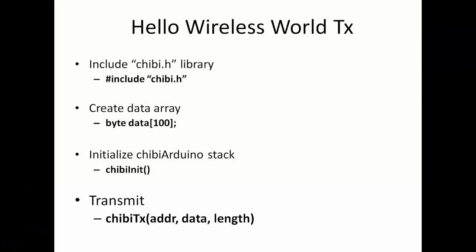Before we get into the code, it might be good to go over some of the functions and constructs that we'll be using. We're going to start with the transmit side first because generally that's easier. Initially, we're going to bring in the chibiArduino library by using #include chibi.h. When we transmit data, we always transmit it in the form of byte arrays. I usually use byte arrays of about 100 bytes, because that's the payload length. We'll also be initializing the chibiArduino stack using the chibiInit function, which is only used once in the setup and will initialize the complete stack. When we transmit, we use the function chibiTx. We send the address, then the data, the byte array that we created, and the length of the array, or the amount of bytes that we're going to send.